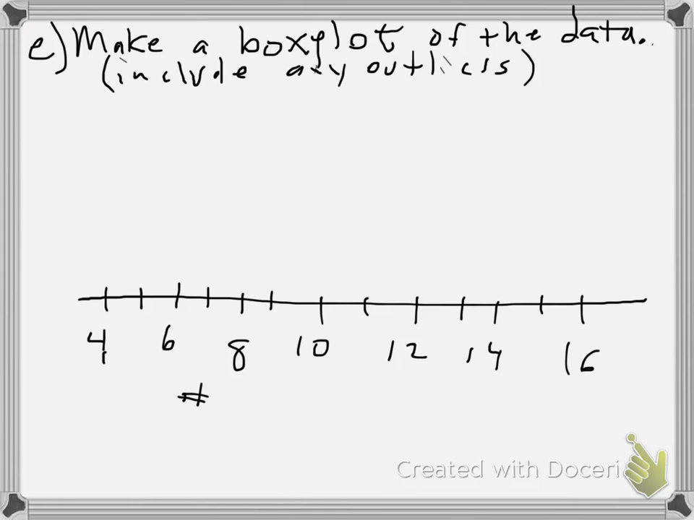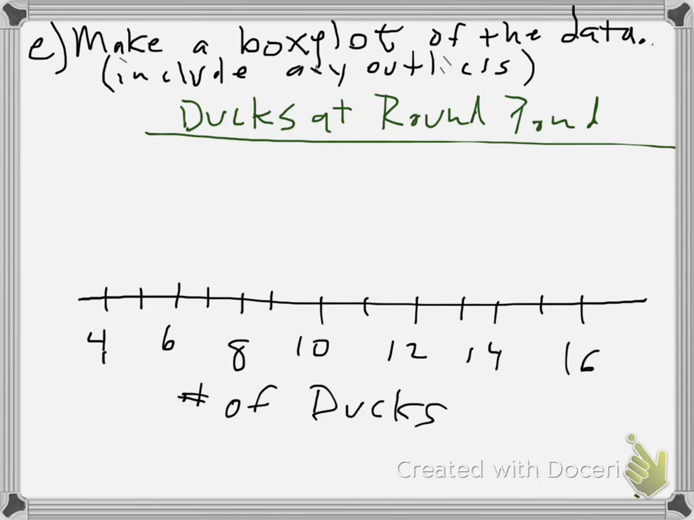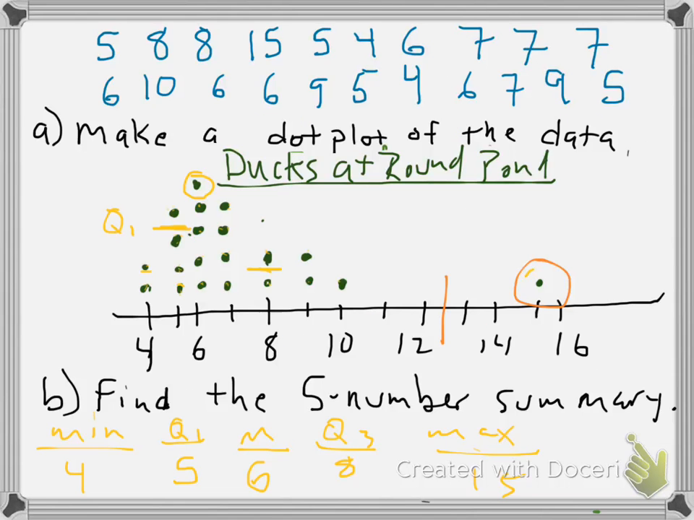And what was this? This was, and I forgot to do this on the other one, number of ducks. Write my variable here. And let's give it a title. Since I can, I'm going to use colors. I'll call it Ducks at Round Pond. Quack.